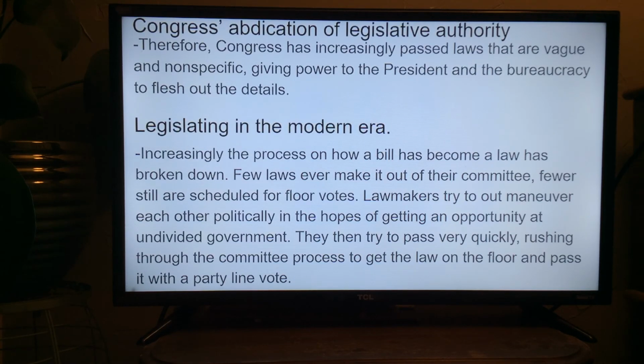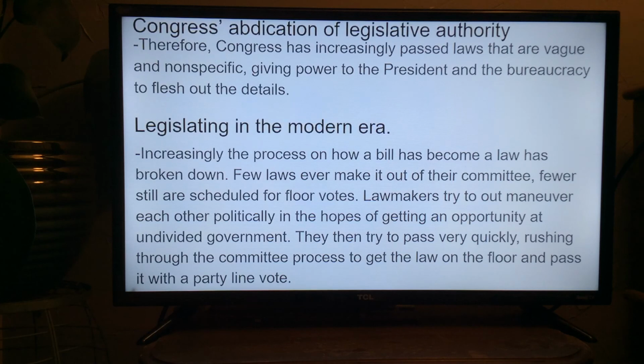And the short answer is that they don't. And this is why they're so unpopular, because they get very little done now. Increasingly, the process on how a bill becomes a law has totally broken down. Few laws ever even make it out of their committee, and fewer still are scheduled for floor votes. Lawmakers, generally speaking, spend their time in Congress trying to outmaneuver each other politically. And their hope is that they'll get an opportunity at undivided government, that they'll get that period when they control the Senate, the House, and the presidency, because that's the one time they think they can get anything done.